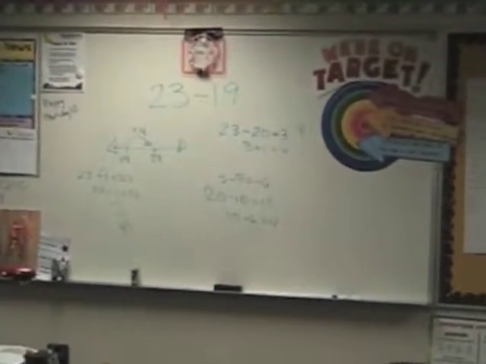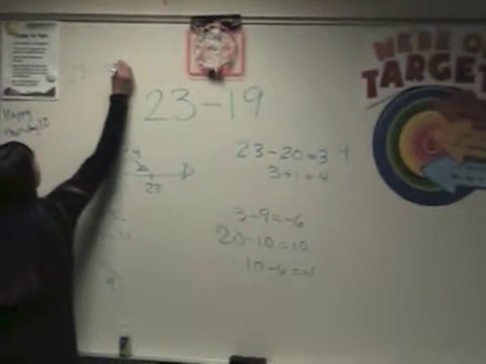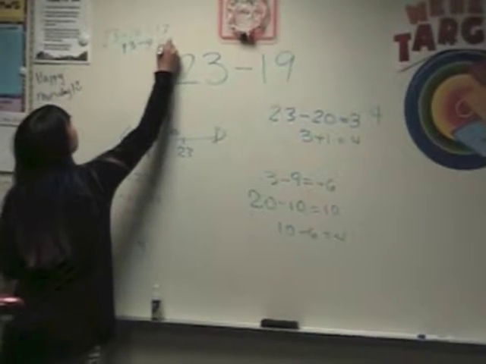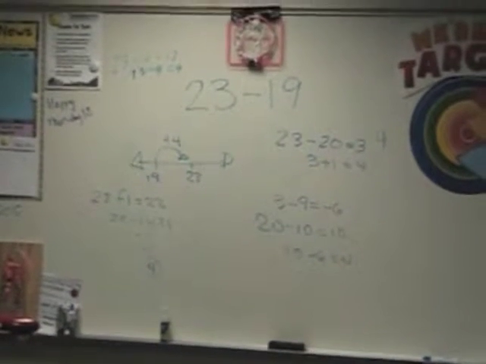Nina. I did 23 minus 10, and then I got 13, and then I know 13 minus 9 equals 4. And then you did 13 minus 9? Yes, 9, to get 4? Yep. Okay. Any other different strategies you used?